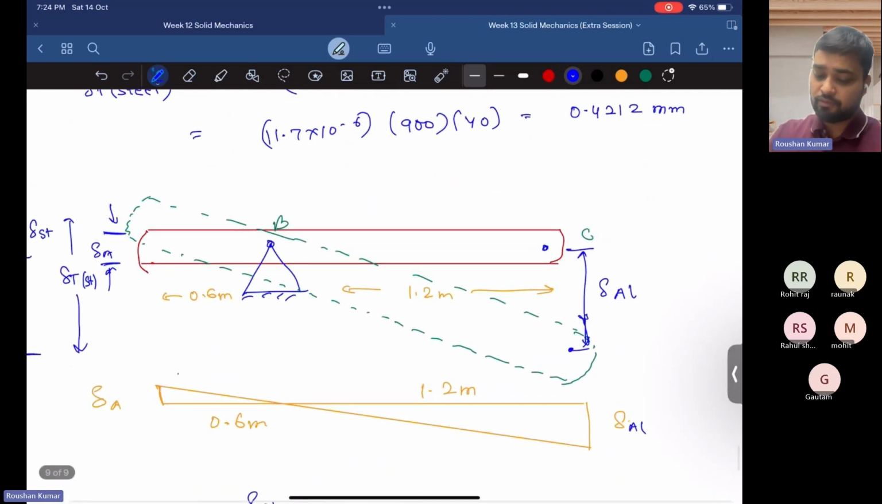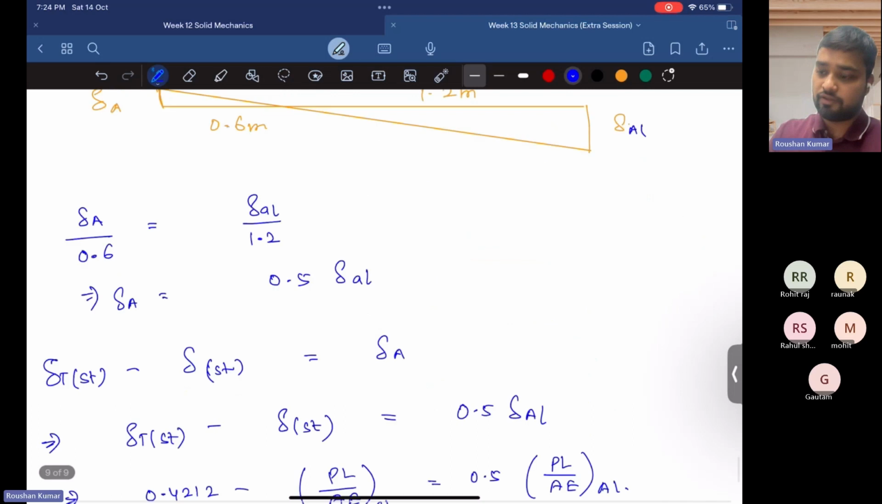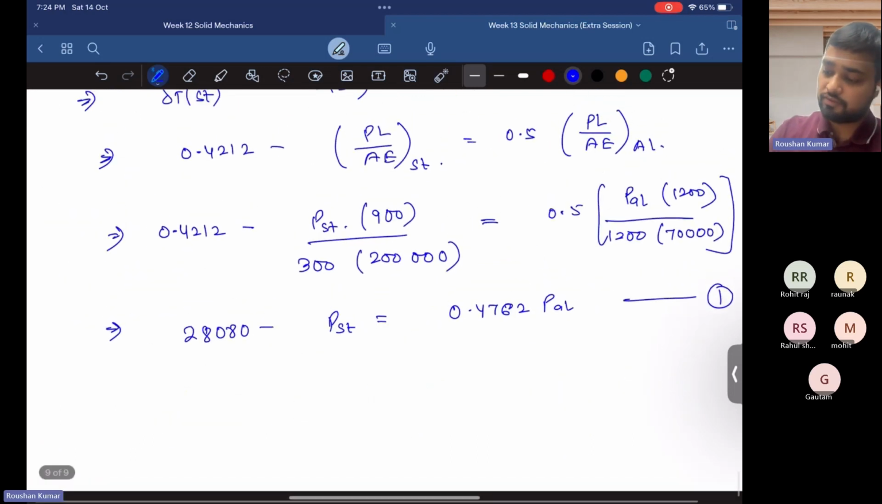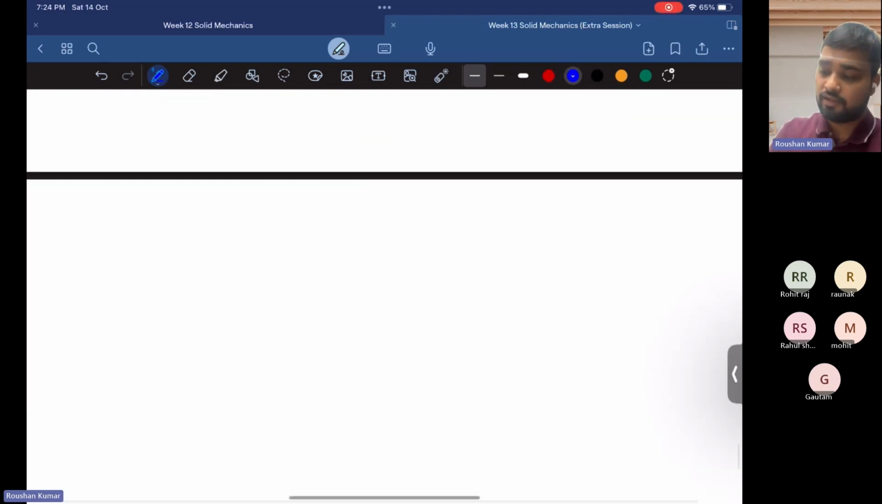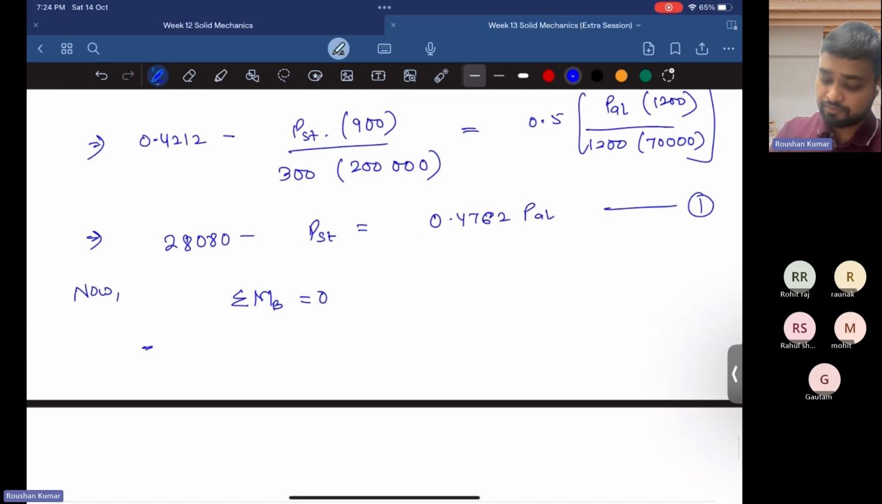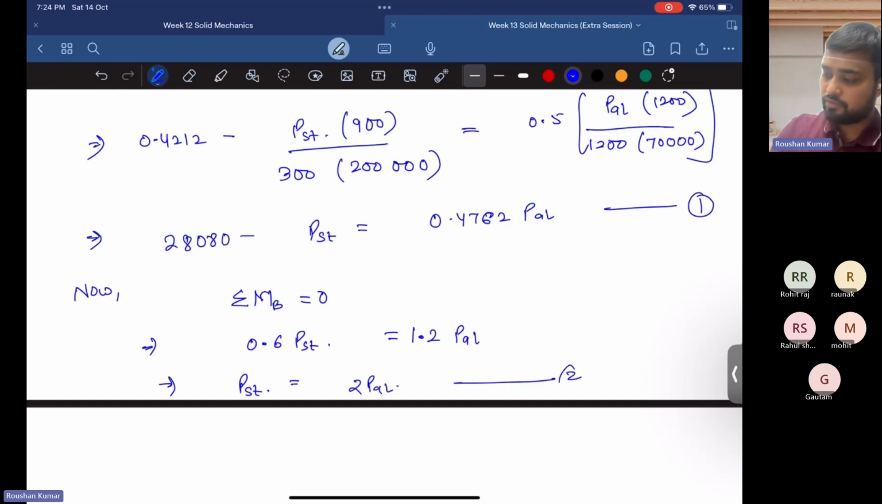So here we have to take the moment about B equal to 0. Summation of all the moments about B equal to 0, because this point is a pin support, so the summation of all the moments here is 0. So 0.6 into P of the steel equals 1.2 into P of the aluminum. That is, P of the steel is given by 2 times P of the aluminum. This is our equation number 2.